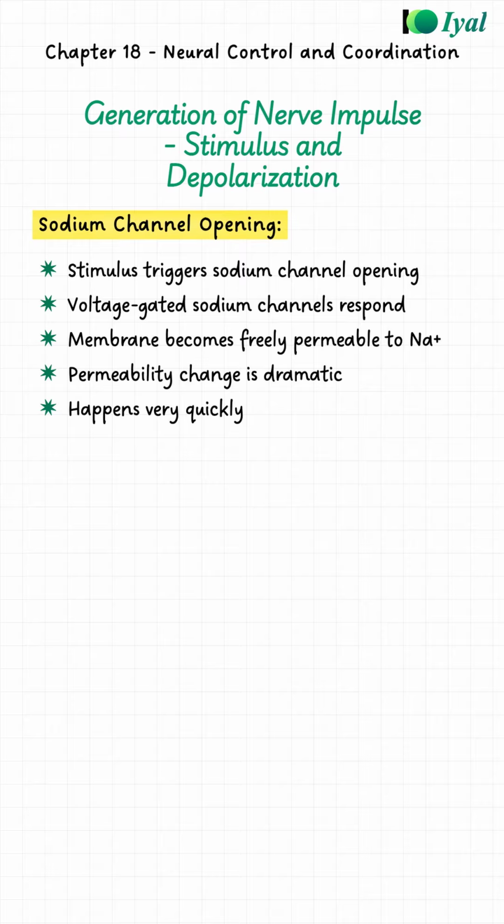How? Voltage-gated sodium channels in the membrane open in response to the stimulus. When these channels open, they create pores in the membrane that allow sodium ions to flow through. Before the stimulus, these channels were closed. After the stimulus, they suddenly open.